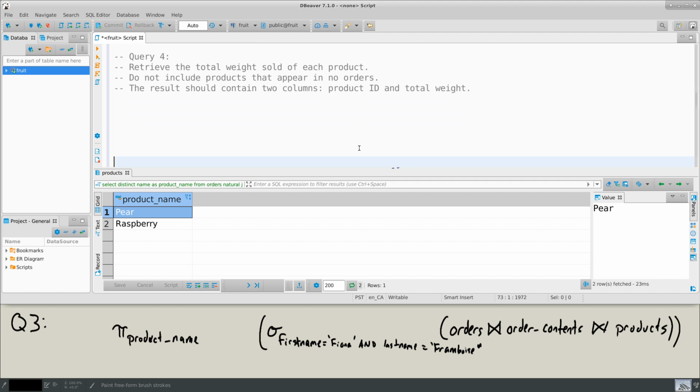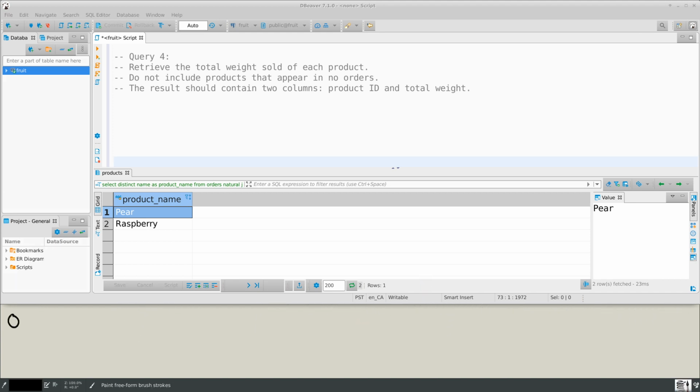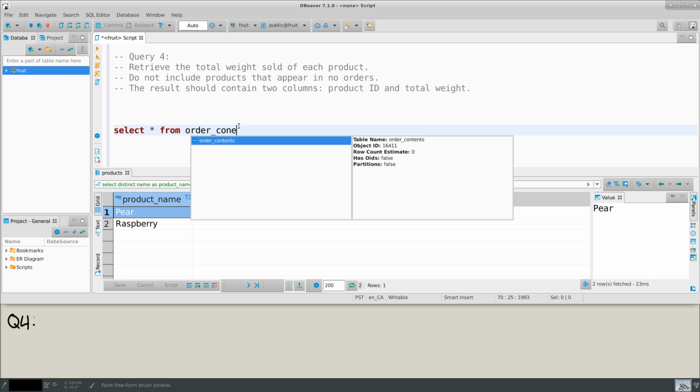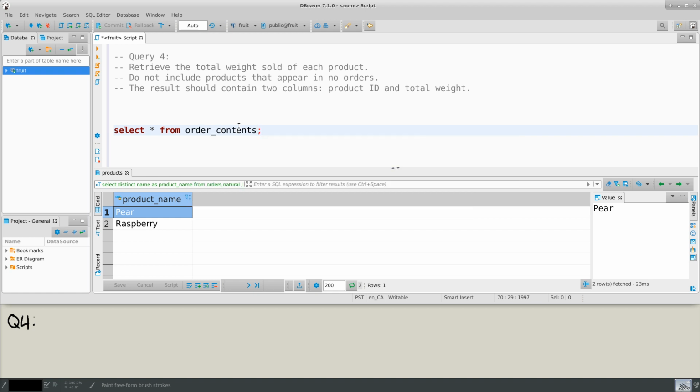Retrieve the total weight sold of each product. The total weight sold. So in this case, it's saying it wants the product ID and the total number of kilograms. That's how I interpret weight in this case. The total number of kilograms of that product that are sold. And if you look on the database on the display of the tables, you can see that the order contents table actually contains all of that stuff.